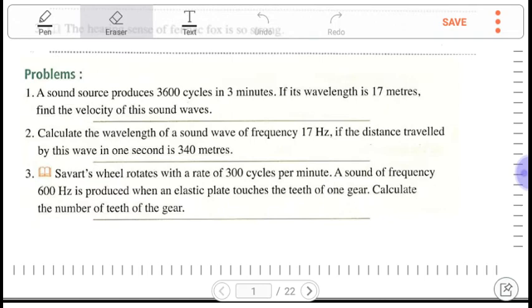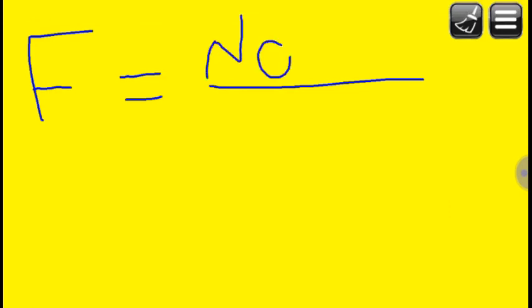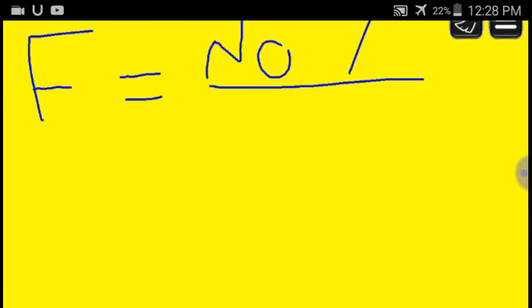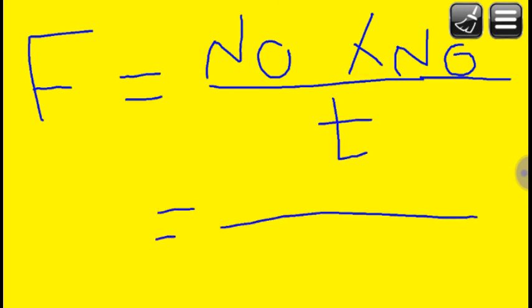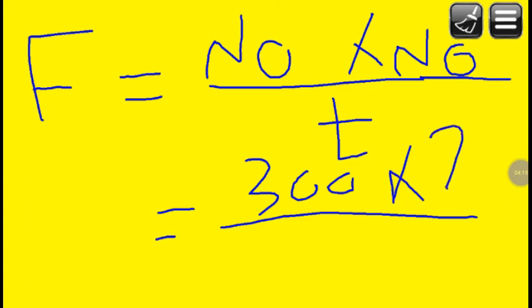The frequency equals 600. So let's remember the law of the Savart wheel. We have the frequency of a known tone equals the number of cycles times the number of teeth, divided by the time in seconds. So the first number is 300 times the unknown number of teeth, divided by 60 for the 1 minute.